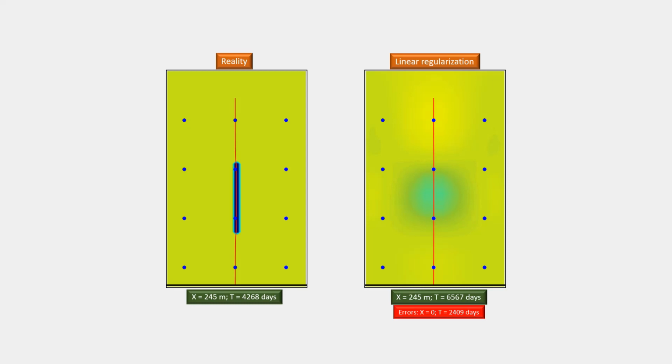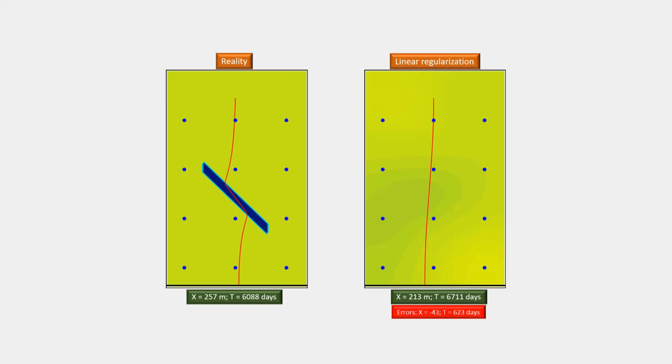This is a synthetic case. There is no noise associated with the calibration data set. I'm entitled to get a perfect fit. I see the existence of the fault, but I don't see it as a fault. I see it more spread out. As I said, that's what I asked for through my preferred value regularization accompanied by that particular covariance matrix.